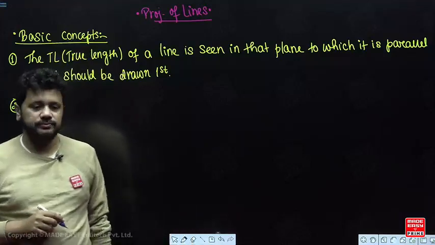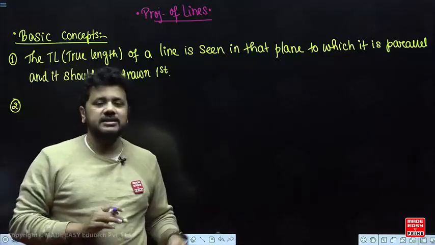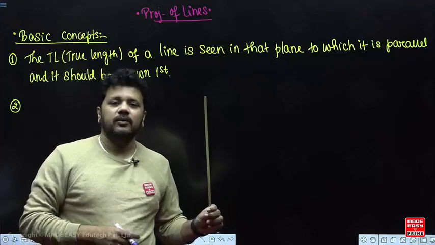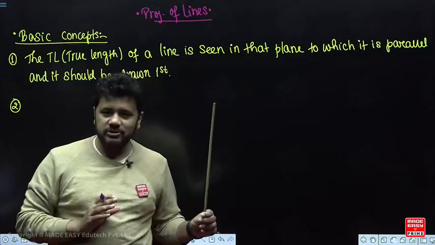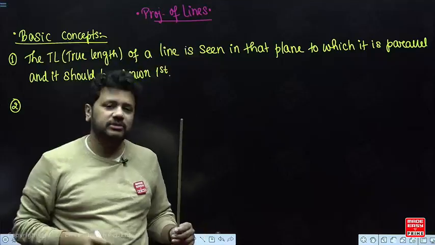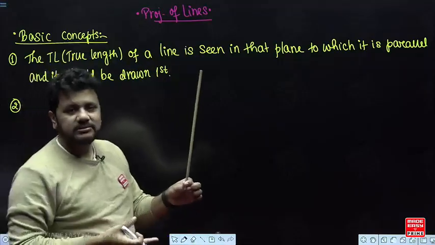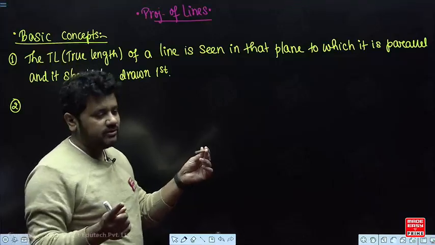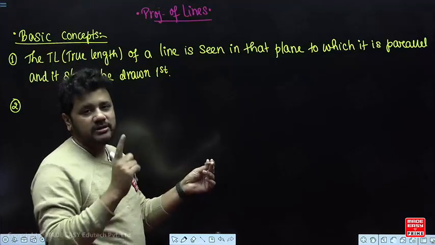Second, basic concept number 2. Suppose the line is kept like this, right? We kept the line like this. Now from the front you are able to see the true length. If I ask what you are going to see from the top, you will say I will see a point. Similarly, if the line is kept like this, and I ask what you are going to see from the front, you will say I will see a point.